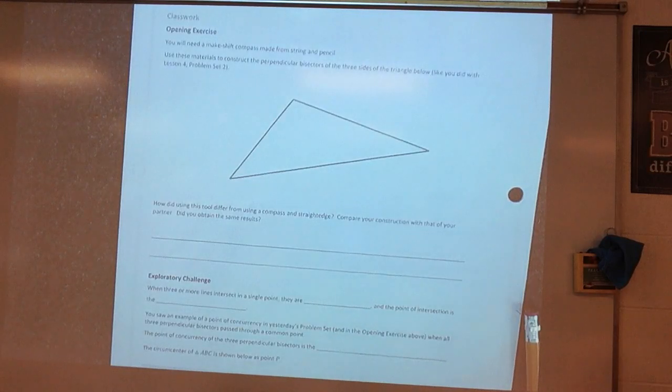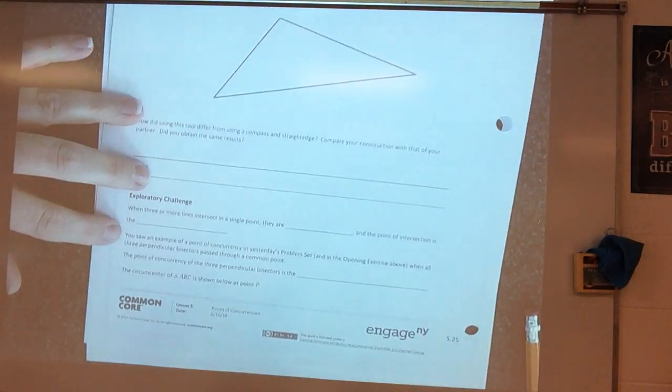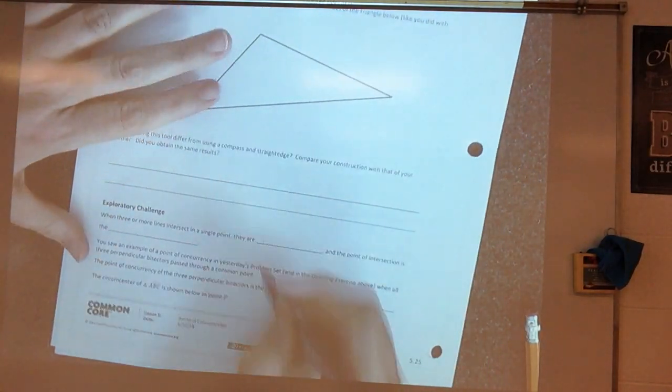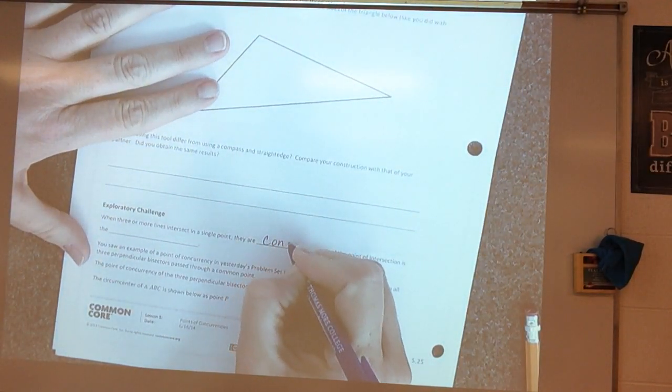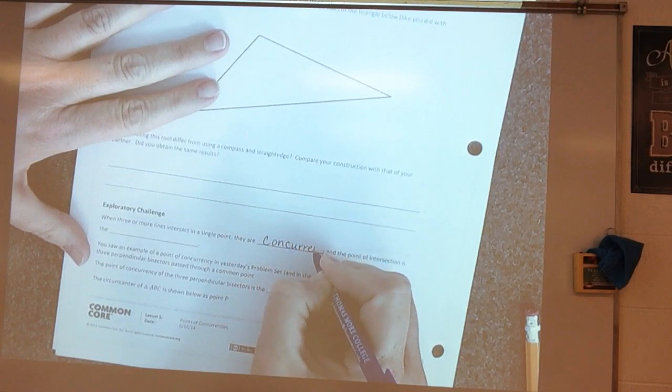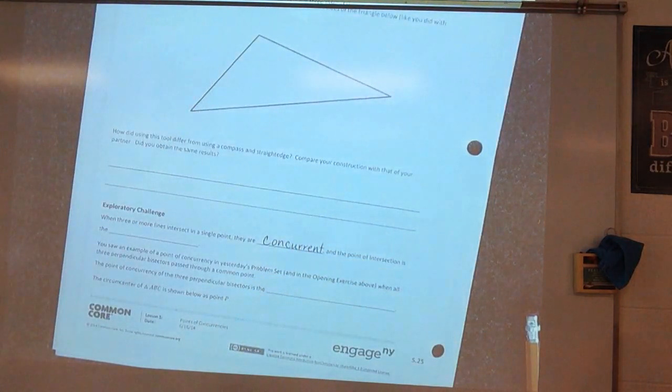Alright, so when 3 or more lines intersect in a single point, they are blank. It is what we call concurrent. They are concurrent.